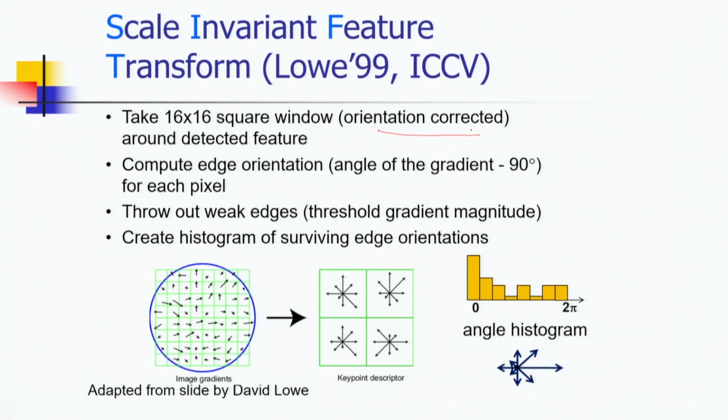Now you compute the edge orientation: the angle of the gradient minus 90 degrees for each pixel, throwing out weak edges. Once we compute this edge orientation, we should make some decision about which are the weak edges that we should throw out. So, we can threshold using the gradient magnitude, and then create the histogram of surviving edge orientations. It could also be a weighted histogram, which means the gradient magnitude could also be used for forming this histogram. So, that is also considered.